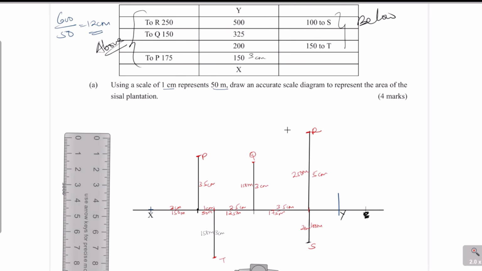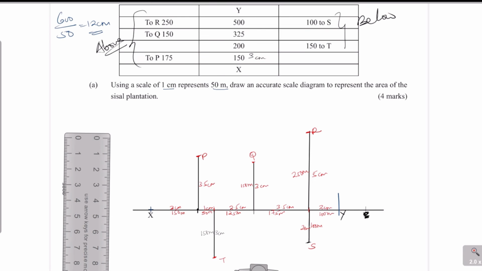Now after doing that, you can see now everything is clear. The offsets that are to the right, S and T, they are below. Then P, Q, and R, they are above the baseline. After doing that, you can see there is a measurement that is remaining here. Remember the whole length XY is supposed to be 12 centimeters. So we have 3 plus 1, that is 4. 4 plus 2.5, that is 6.5. 6.5 plus 3.5, that is 10. So what is remaining here is 2 centimeters, or 100 meters.